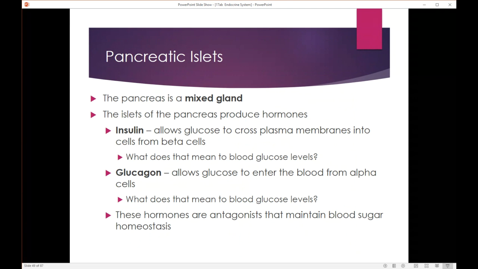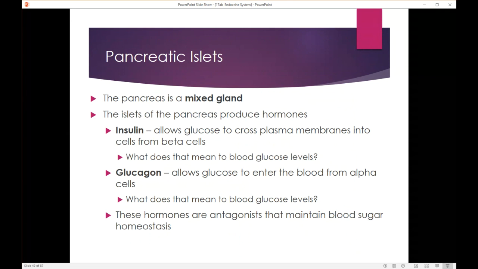What does that mean for our blood glucose levels, right? Insulin is released after we eat when our blood glucose levels are high. Now the insulin can bind to receptor and the glucose can move into the cell to be used for cellular respiration. Flip side, glucagon. That allows the glucose to enter the blood. This is released from our alpha cells within the pancreatic islets. What does glucagon do for our blood glucose levels?